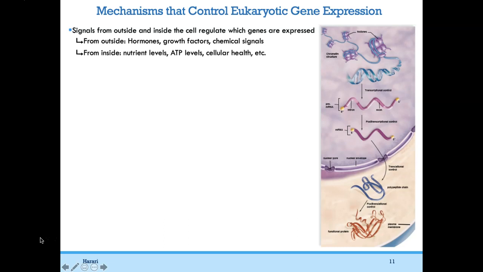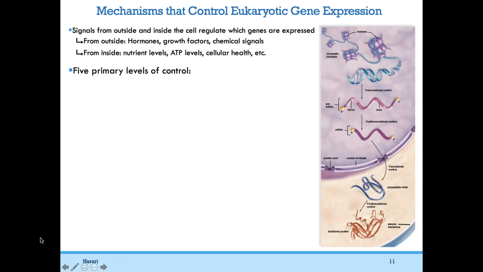Also, the inside environment of cells will determine which genes get turned on or off, right? So if there's a high ATP level, maybe genes required in respiration won't be expressed as much, right? You don't need as much ATP in that moment, so you might not need enzymes to make more ATP. So depending on the level of certain nutrients and the cell's health overall, and also chemical signals from the outside, the cell will decide, quote unquote, which genes need to be expressed and which should not be expressed.